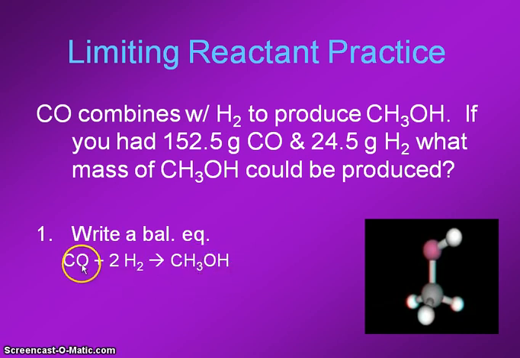Now we were given grams for both of these 2 reactants, so that means that we need to find the limiting reactant. If you're only given grams of one of them, then you don't need to find the limiting reactant. That's telling you that the one that they gave you is the limiting. So we need to find which one of these is limiting, and then we need to find the mass of the product that we can make.